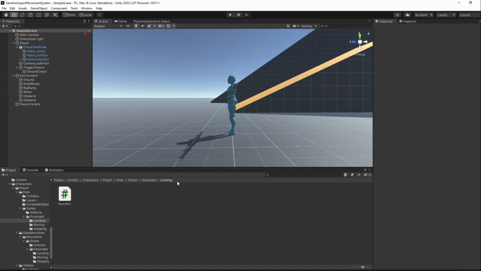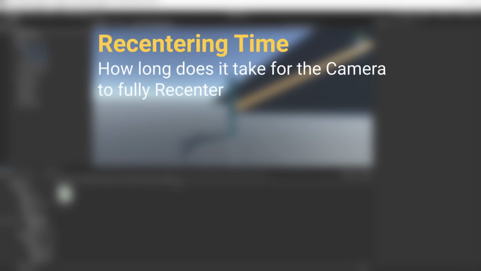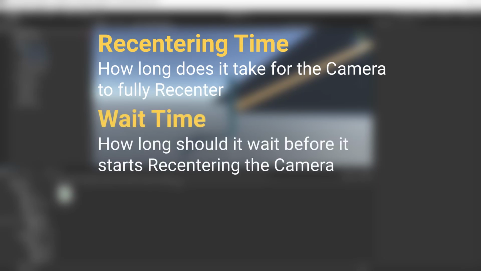Simply put, it automatically recenters our camera at a certain speed, also allowing us to set the time it should wait before it starts recentering. The speed of the recenter is called Recentering Time, which is how long it takes to recenter the camera. The time it should wait before it starts recentering our camera is called wait time.